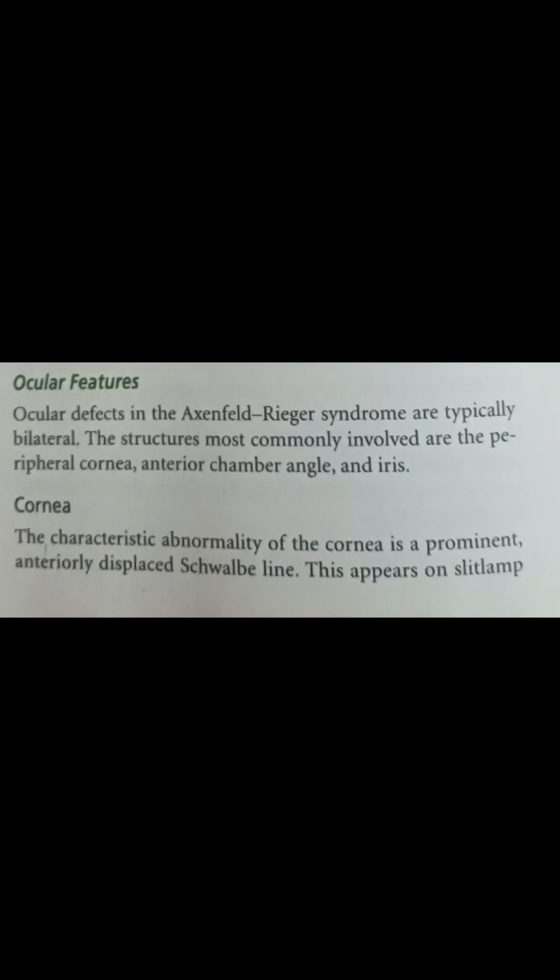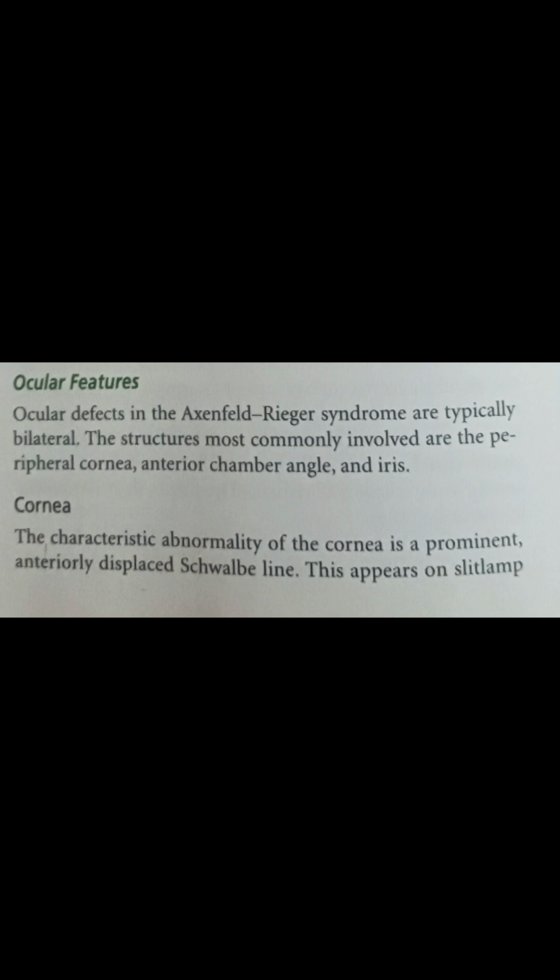Ocular features in Axenfeld-Rieger syndrome. Ocular defects in the Axenfeld-Rieger syndrome are typically bilateral. The structures most commonly involved are the peripheral cornea, anterior chamber angle, and iris. Cornea. The characteristic abnormality of the cornea is a prominent, anteriorly displaced Schwalbe's line.